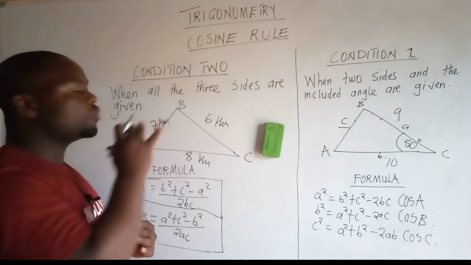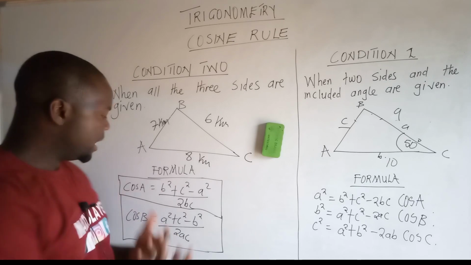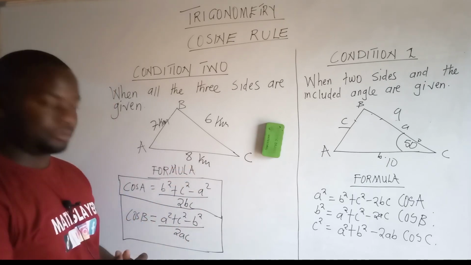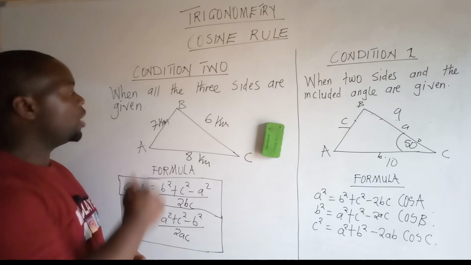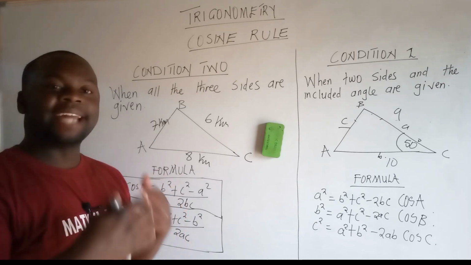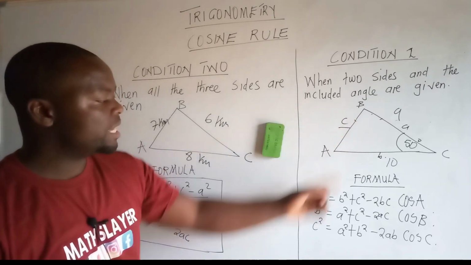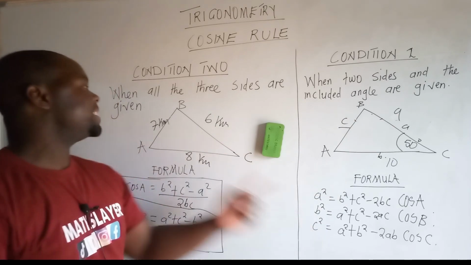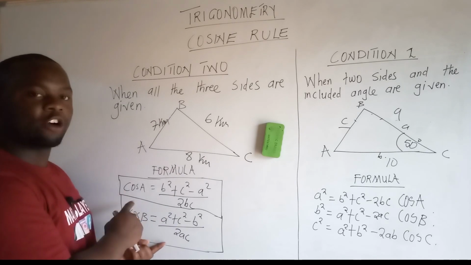If this condition has been satisfied, what formulas are you supposed to use? These are the formulas that you're supposed to use. I've only written two. However, we need to acknowledge that when all three sides have been given, then you're supposed to calculate an angle. When only two sides and the included angle have been given, then we're calculating a side. But if all three sides have been given, then we are calculating an angle.